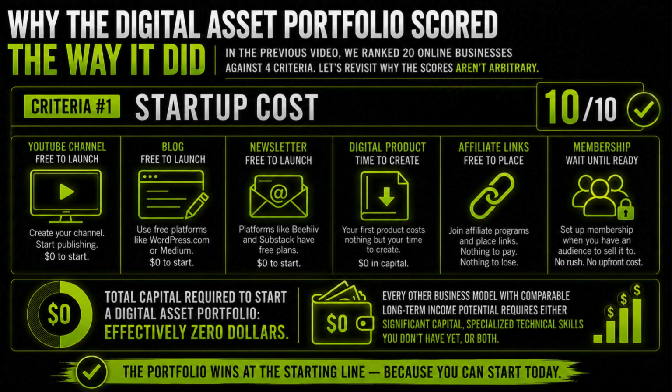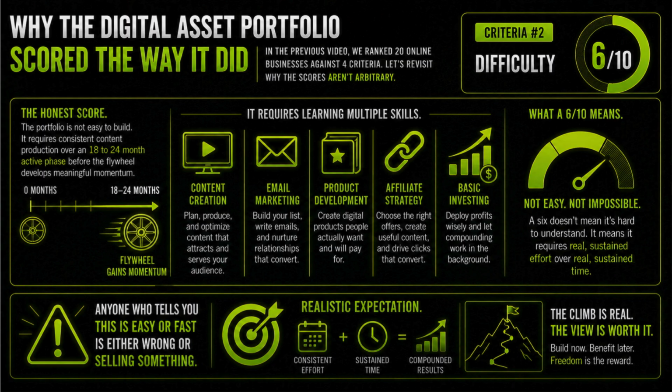yet, or both. Difficulty, 6 out of 10. This is the most honest score in the table. The portfolio is not easy to build. It requires consistent content production over an 18 to 24-month active phase before the flywheel develops meaningful momentum. It requires learning multiple skills: content creation, email marketing, product development, affiliate strategy, and basic investing. A 6 doesn't mean it's hard to understand. It means it requires real, sustained effort over real, sustained time. Anyone who tells you otherwise is either wrong or selling you something.